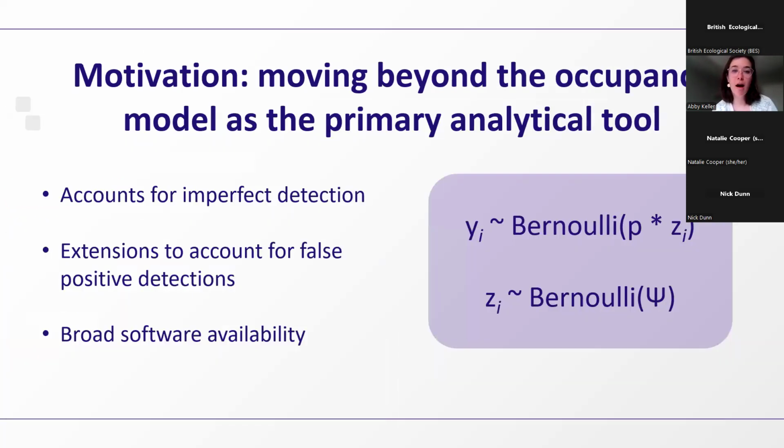To date, the occupancy model has really dominated the analytical landscape for interpreting eDNA detection data for single species. This makes a lot of sense because the occupancy model is really useful for accounting for imperfect detection when assessing species presence. Often there's concern around false positive eDNA detections that presents a hurdle to adopting these approaches, so the occupancy model has been extended to account for false positive detections. What I think is really important here is that there are multiple really accessible, easy-to-use software packages that could be used to implement occupancy models. I think that contributes to the ubiquity of this method.